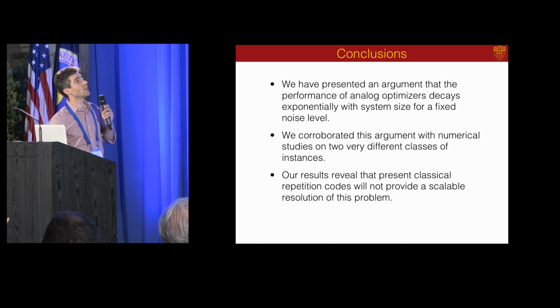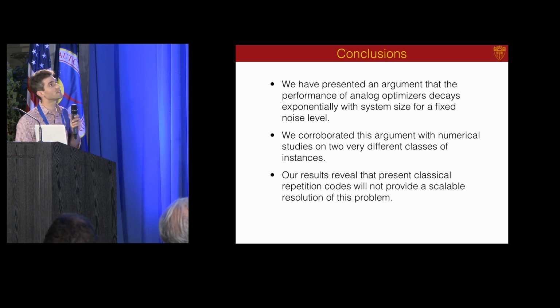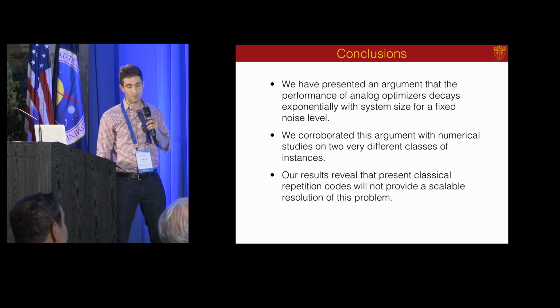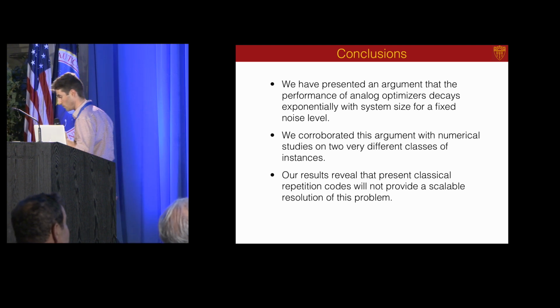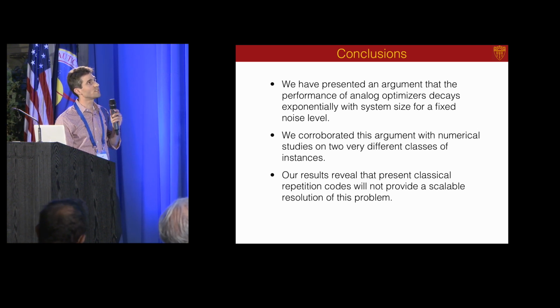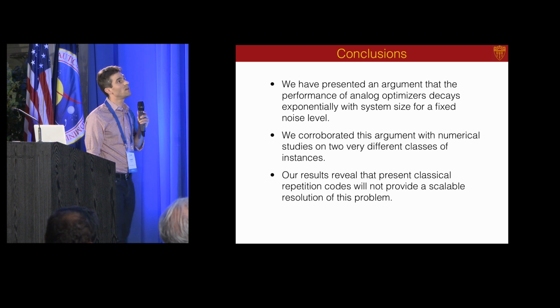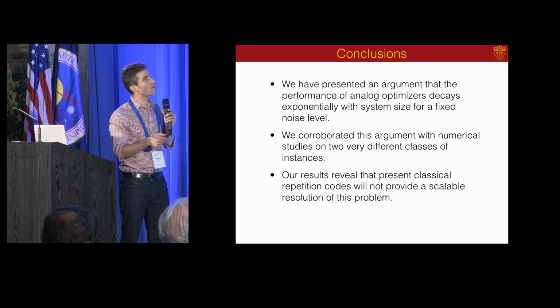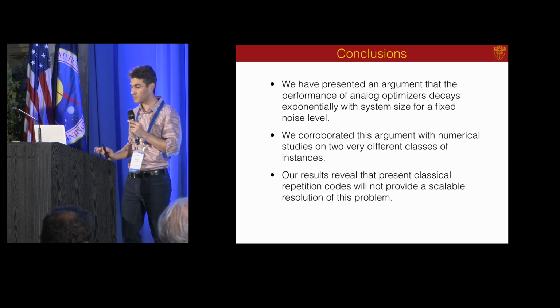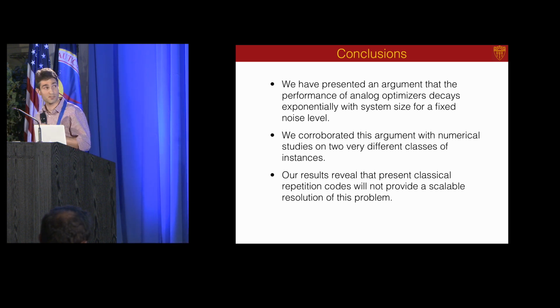So, in conclusion, I hope I've convinced you that the performance of analog optimizers decays exponentially with system size for a fixed noise level. We've at least corroborated our results with at least 2 classes of instances. And I hope I've convinced you that at least repetition codes, at least that we know of currently, are not sufficient for solving this problem.